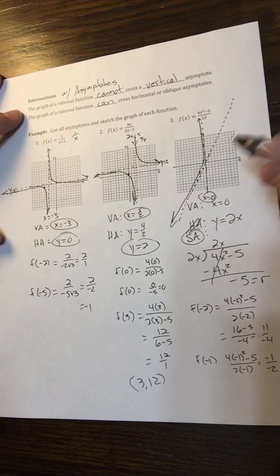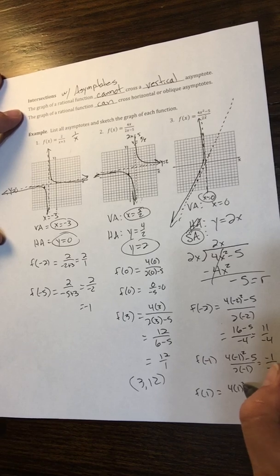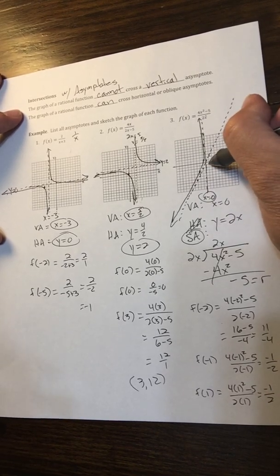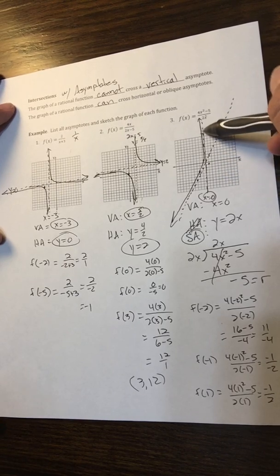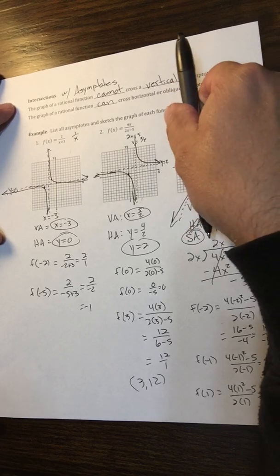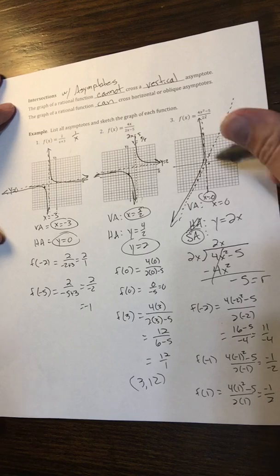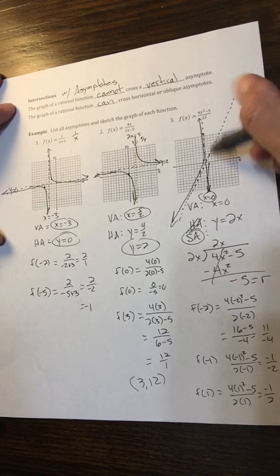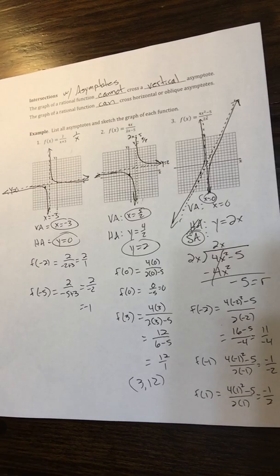I'm going to pick f of 1, and let's see what I get. 4 times 1 squared minus 5 over 2 times 1. 4 minus 5 is negative 1 over 2. It's negative 1/2. I put in 1, I got negative 1/2. That is definitely not on the line. It is an indication to me that on the right side of this vertical asymptote, it stays below this slant asymptote. There is nothing up here. So it's going to go right on the right side of this vertical asymptote, hit that point, and stay just below this line of asymptote. That's what that graph looks like.